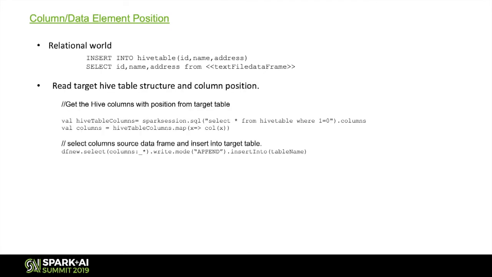First step, you read the Hive structure and get your list of columns. Once you have the list of columns, you do the select columns, write mode, and insert into table name. What does it mean? It's just doing the same thing that you have in the relational world, in the Spark world. So that takes care of this sequencing issue.